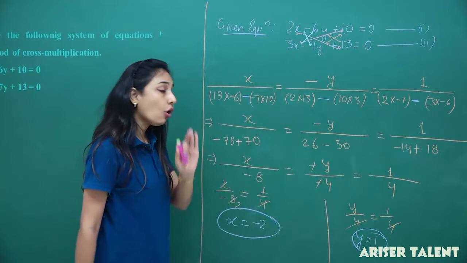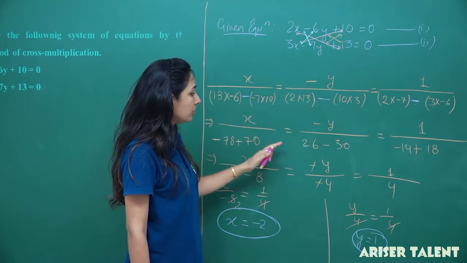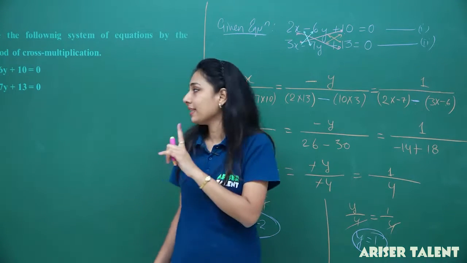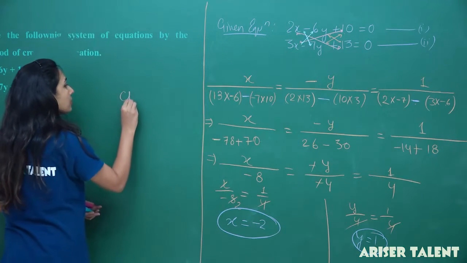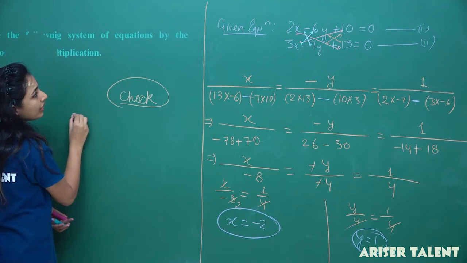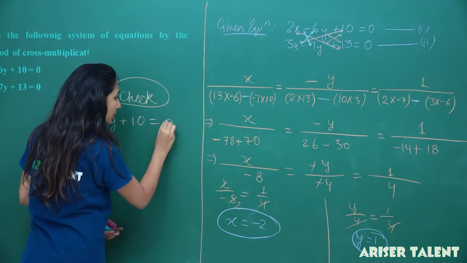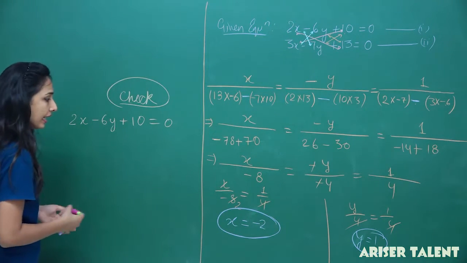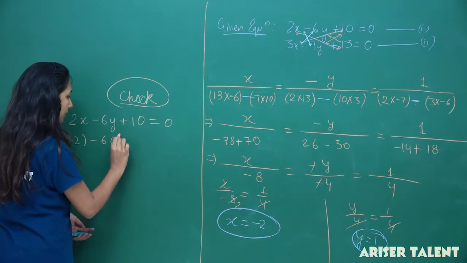So what I have always taught you, whenever you are going to solve these questions in this particular chapter, you are going to check it. You can always check that. So here, come here student, we are going to check it. How are you going to check it? Just put that in the given equation 2x minus 6y plus 10 equals to 0. And students, we are having the values of x equals to minus 2 and y equals to 1.